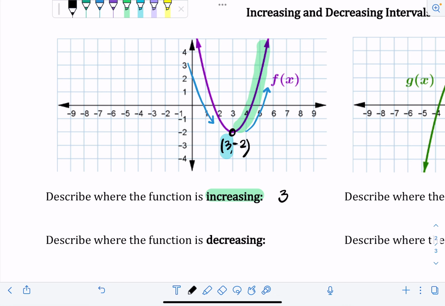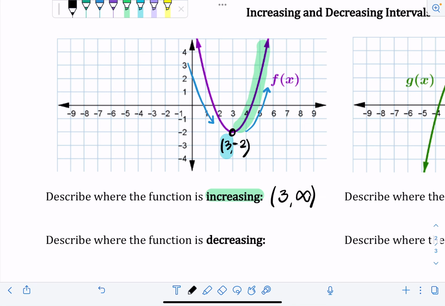And then it continuously increases. It doesn't turn back around or anything. So if it's continuously increasing after that, it would be increasing through infinity, so forever after that. And then when we're thinking brackets versus parentheses, at the vertex it's neither increasing nor decreasing, it's just neutral. So we'd put a parenthesis around the 3 and always a parenthesis around infinity.